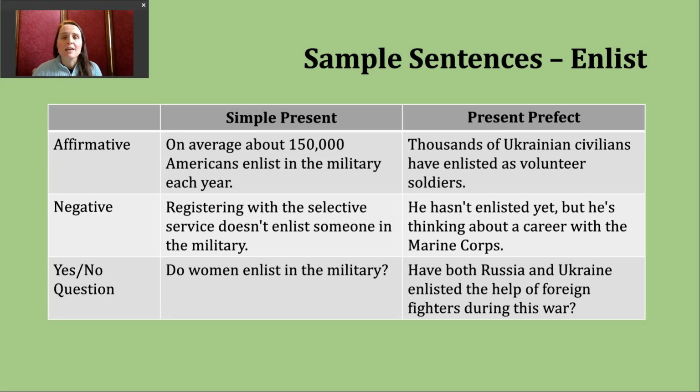Okay. Now, if I want to make a negative simple present sentence, again, I need to pay attention to my subject. My subject is I, you, we, or they. I'm going to use do not and then the base verb. If my subject, though, is he, she, or it, I'm going to use does not and then the base verb. Now, with both of these, you might hear the contraction don't or doesn't. You can see that in my example here. Registering with the selective service doesn't enlist someone in the military.